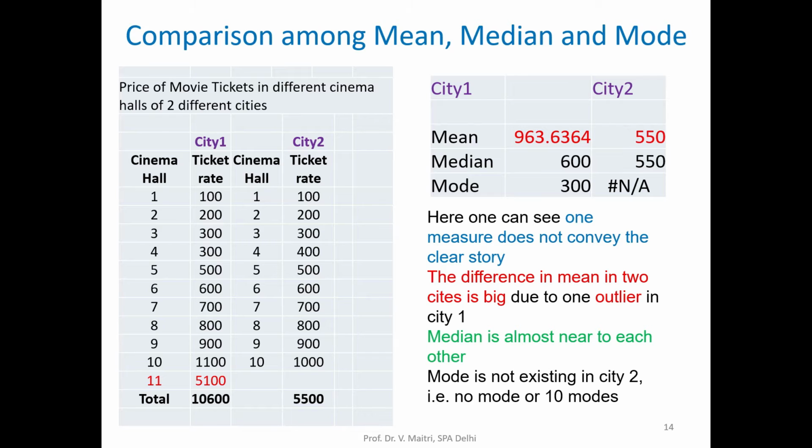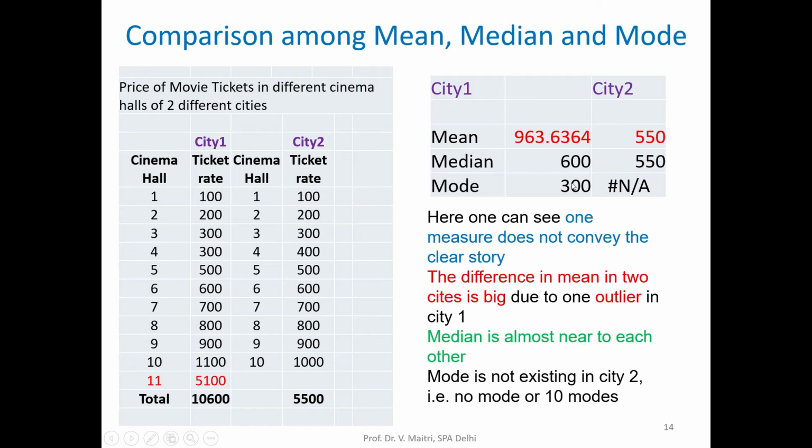Now in the mean, the big difference is due to only one outlier, the 5100 rupees ticket, and due to that the whole mean is being disturbed. But the median is not affected by the outlier, so the median is almost the same, 600 and 550 rupees. So this is the difference between mean and median.